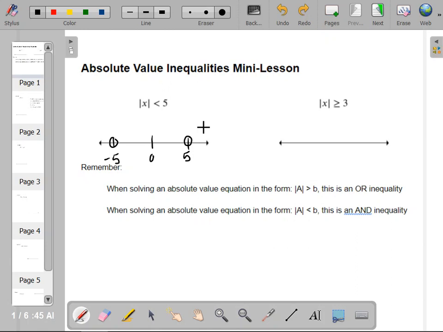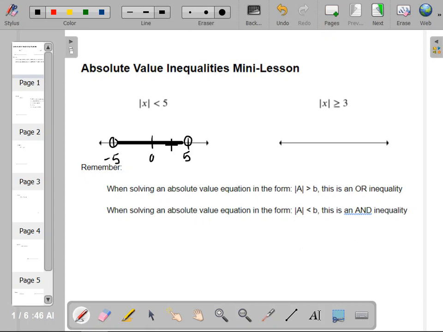Those are the endpoints. Now what we have to do is decide where are the numbers that have an absolute value less than 5. Do 0, 1, 2, 3, and negative 1, negative 2, negative 3, negative 4 have an absolute value less than 5? Or do 6, 7, 8, 9, 10, negative 6, negative 7? So should I be going out or in? In this problem, the numbers that have an absolute value less than 5 are in the middle. So that's the numbers between negative 5 and positive 5.